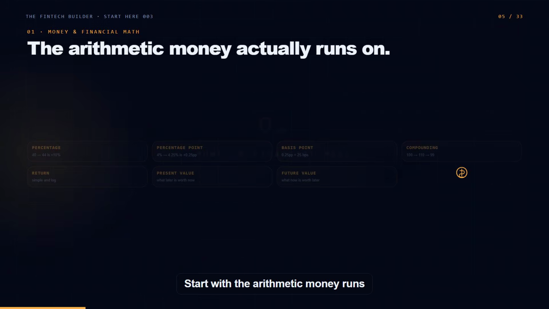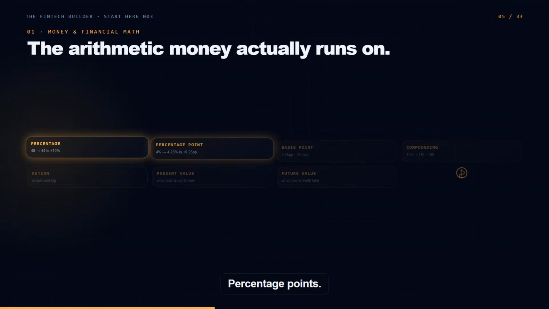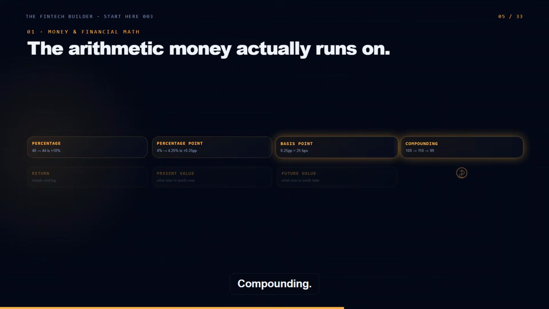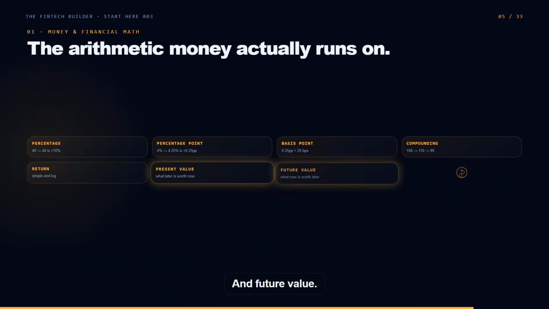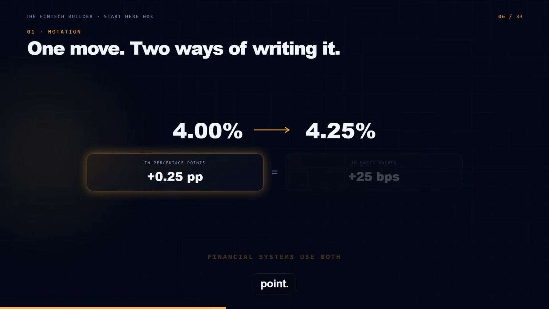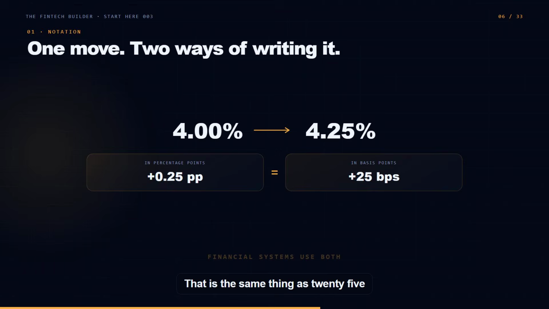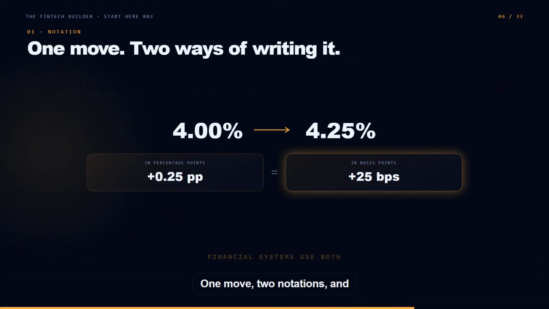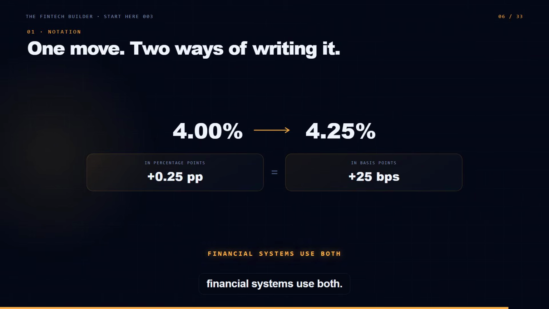Start with the arithmetic money runs on: percentages, percentage points, basis points, compounding, returns, present value, and future value. A rate moving from 4% to 4.25% rose by 1/4 of a percentage point. That is the same thing as 25 basis points. One move, 2 notations, and financial systems use both.